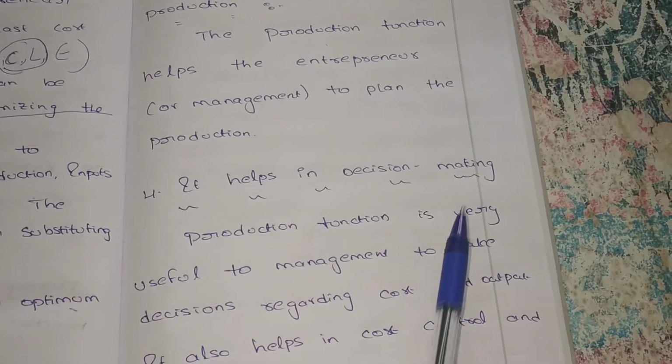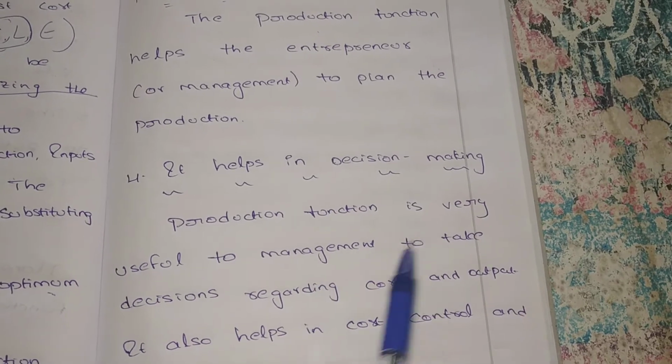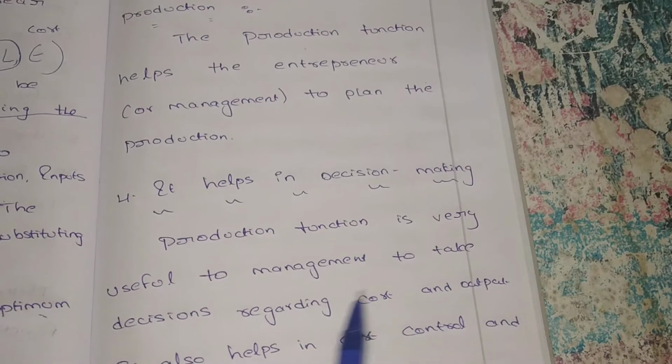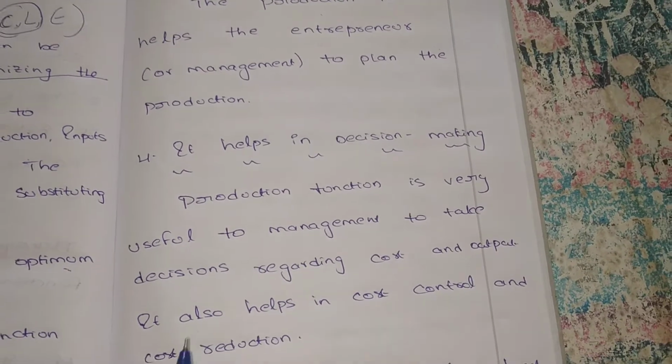Next, it helps in decision making. The production function is very useful to management. It is very useful to the management to take decisions regarding cost and output. It also helps in cost control and cost reduction.